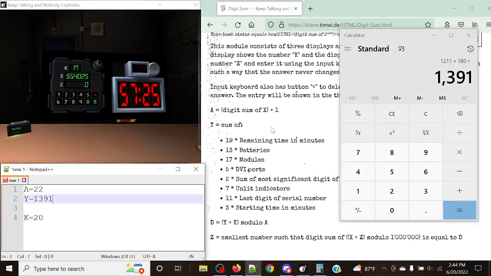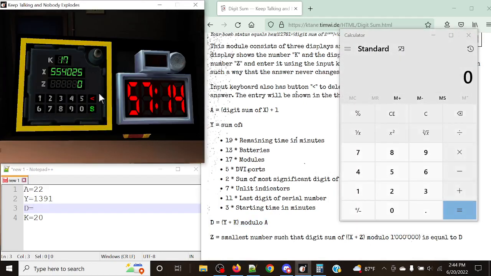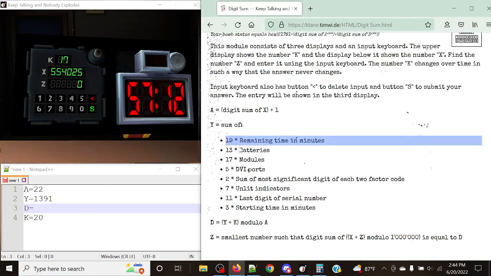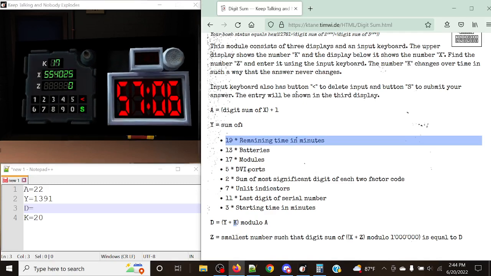1391. Okay, and now what we need to determine is delta, which is actually going to be quite simple. Delta is going to be equal to Yankee plus Kilo, and we're going to modulo this by A. And that's the reason why this changes, just because of the fact that there might be minutes that are going to be changing here. So that's what the K accounts for, essentially.